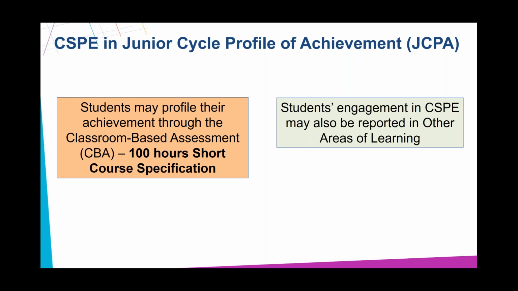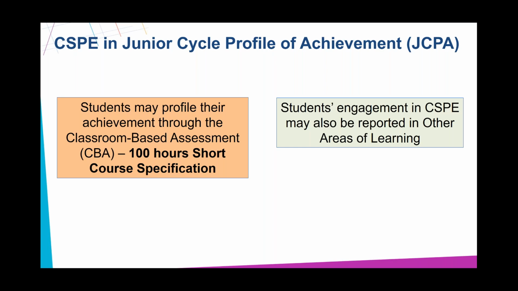The key messages here are that most of the assessment activity for CSP will be formative in nature, that students can profile their achievement through the CBA, and that work in the CBA will be assessed by the teacher to a national standard and reported upon to parents and guardians by the school. And the assessment guidelines for the CSP short course provide detailed advice on assessment in general, and the CBAs in particular, and other practical issues as well.